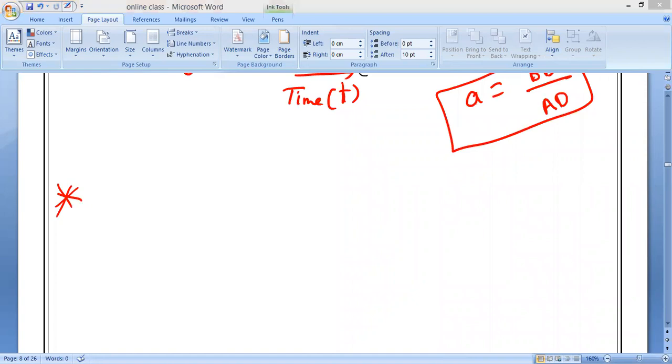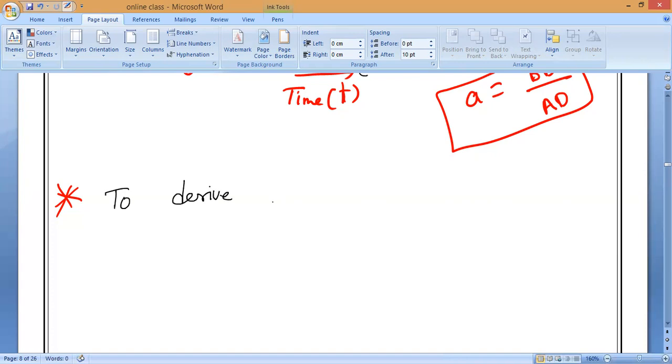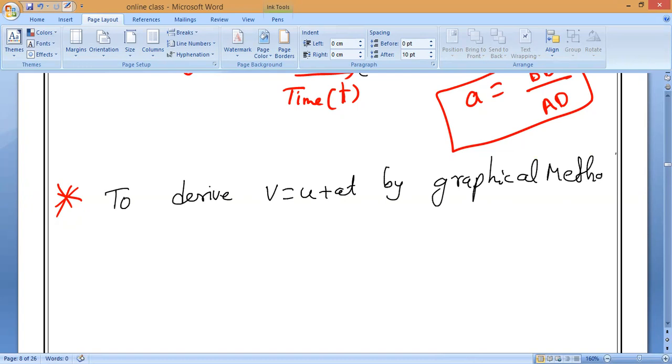V is equal to U plus AT. V is equal to what? U plus AT. So keep reading, all of you. To derive V equals U plus AT by the graphical method. Now, once again, I'm saying, everybody, listen.